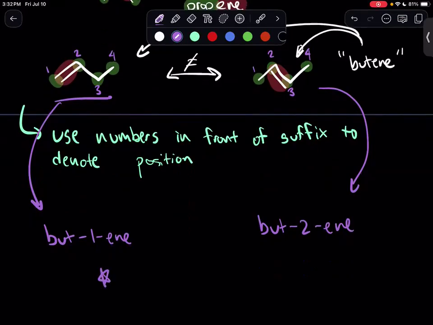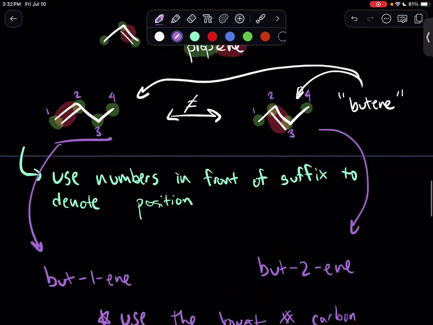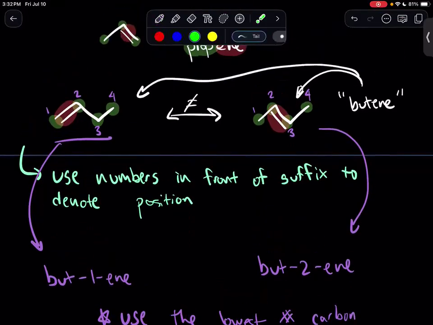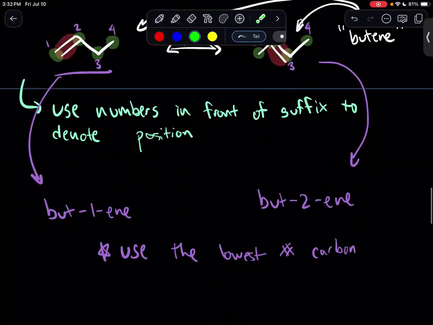And the asterisk here is that we use the lowest number carbon. So for example, if we go to this first one, I could count this way, but then it would be 1, 2, 3, 4, and it would be but-3-ene. But but-3-ene has a higher number than but-1-ene, counting the way we originally did. So we're always going to try and use the lowest number carbon for our records.